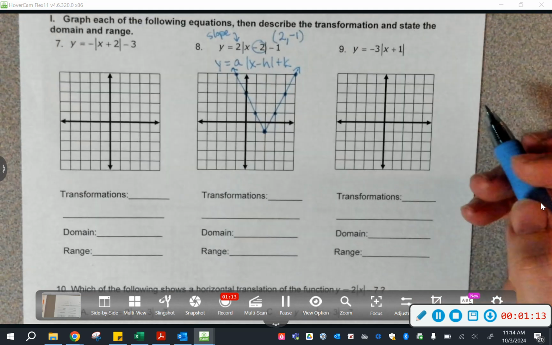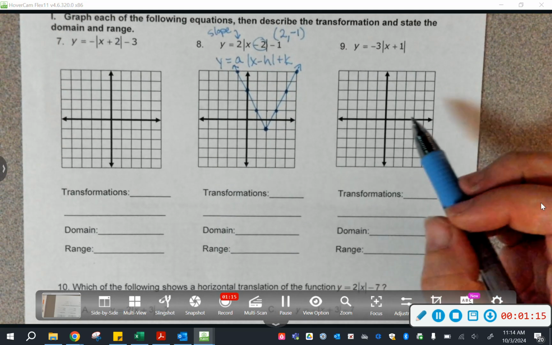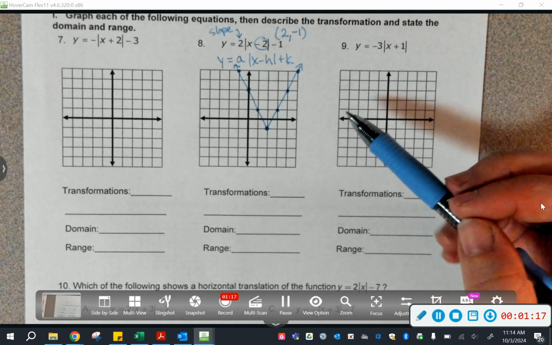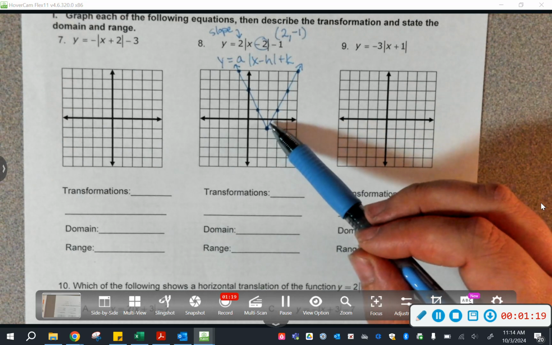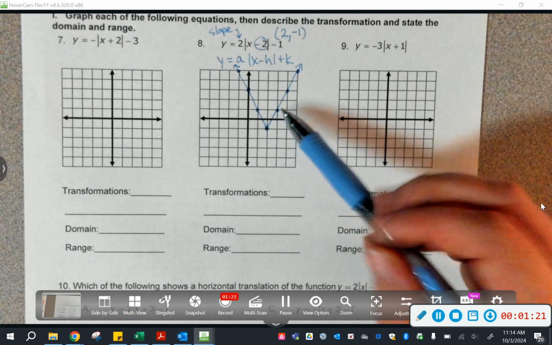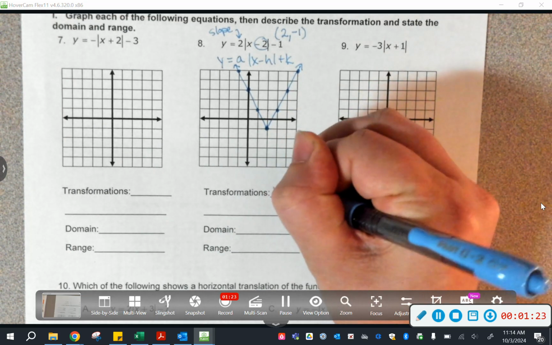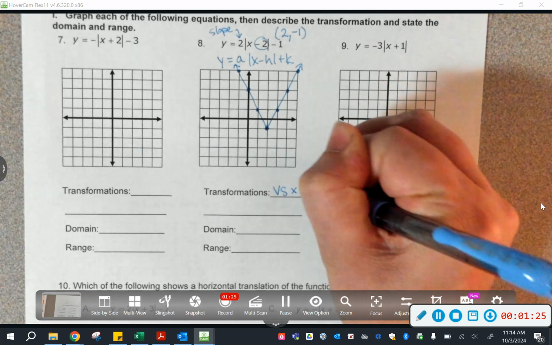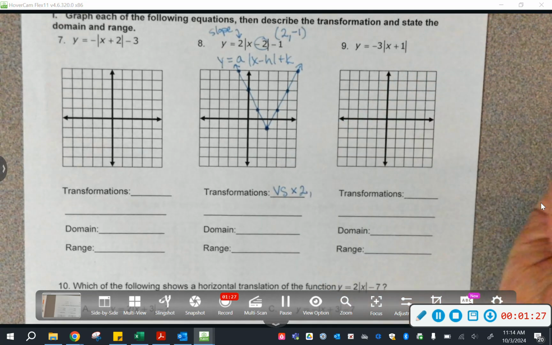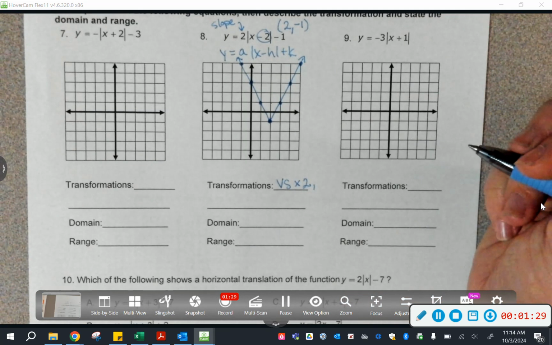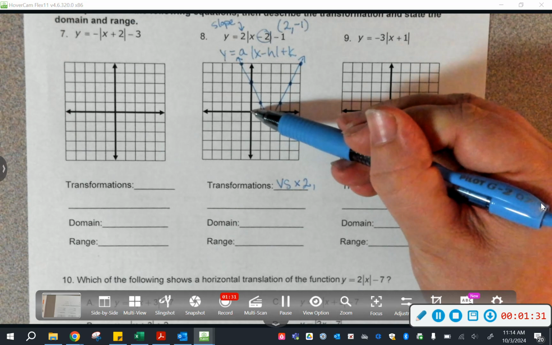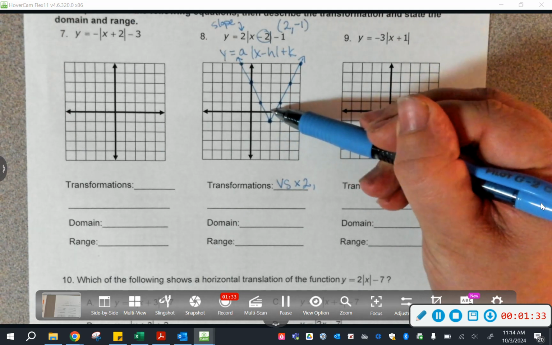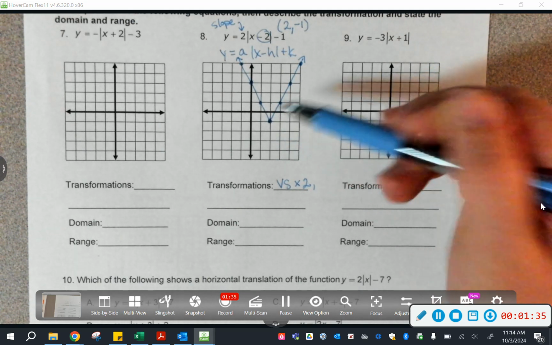Now for the transformations. What we did here, relative to the parent function, is instead of having a slope of 1, we have a slope of 2. That's a vertical stretch. So I'll write vertical stretch by a factor of 2. Also, we moved our vertex from the origin. We shifted right 2 units and down 1.